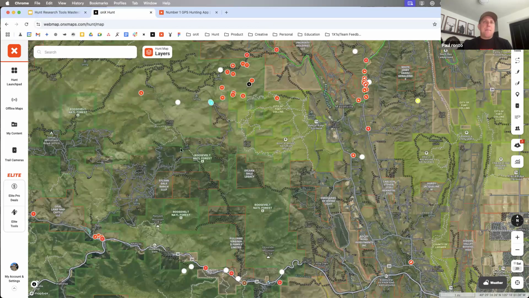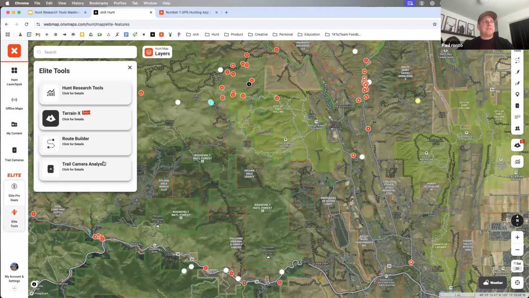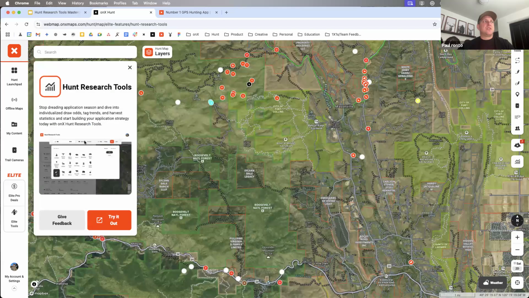If you're on web map, this is our web map. So it's basically onX that's on your phone, but it's on the computer. You can go over here where it says Elite, and you can go into Elite Tools, and this will pop up this menu, and you can click on onX Hunt Research Tools, and you can hit Try It Out.